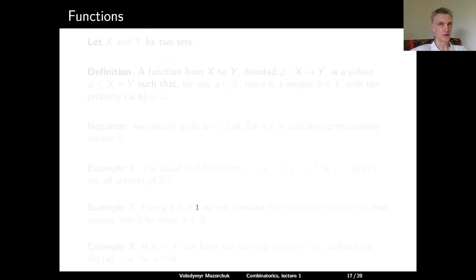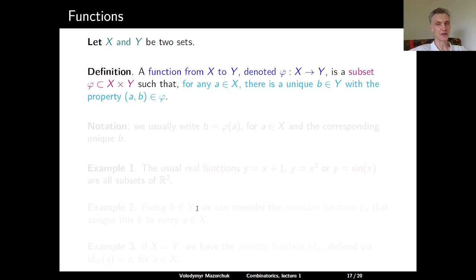We can use the notion of Cartesian product to define the notion of a function. So let X and Y be two sets. Definition: a function from X to Y, which is usually denoted by phi, goes from X to Y, is a subset of the Cartesian product of X and Y, which has the following property. For any element a in X, there is a unique element b in Y, such that the pair (a, b) belongs to this function phi.